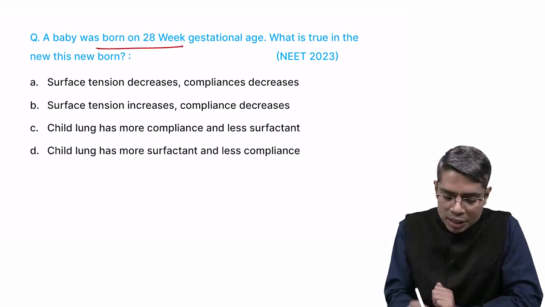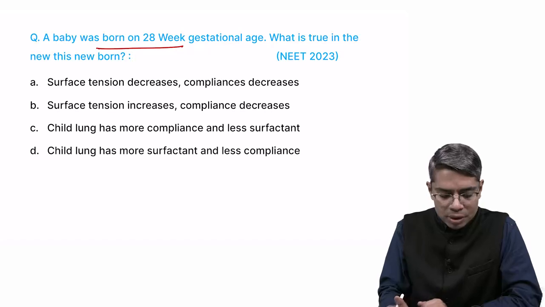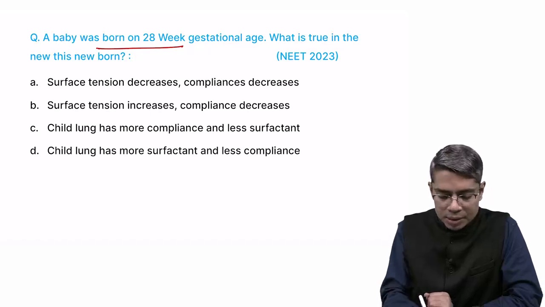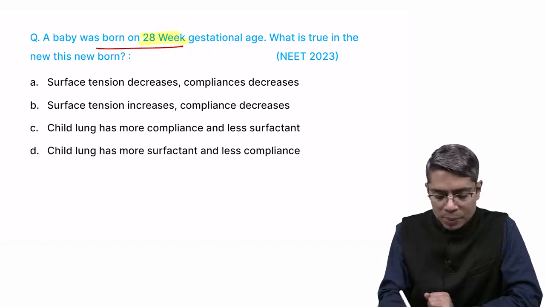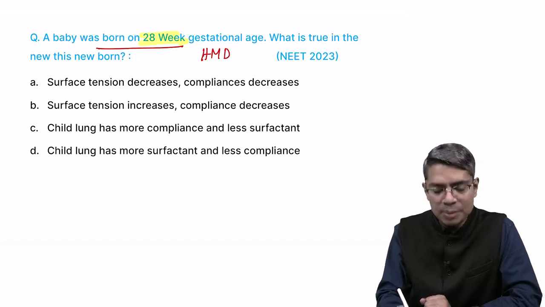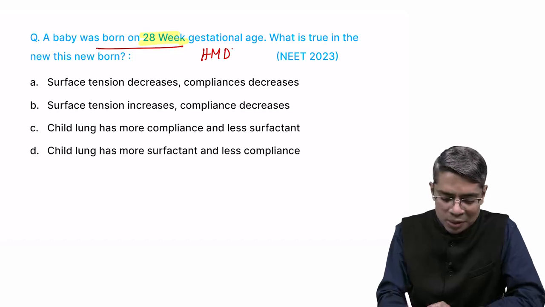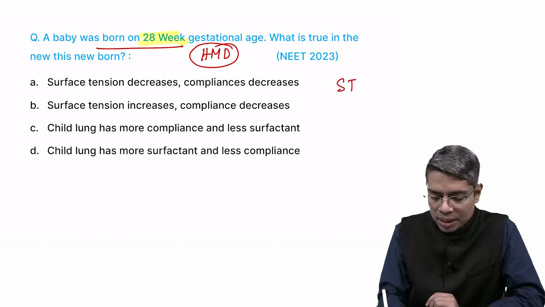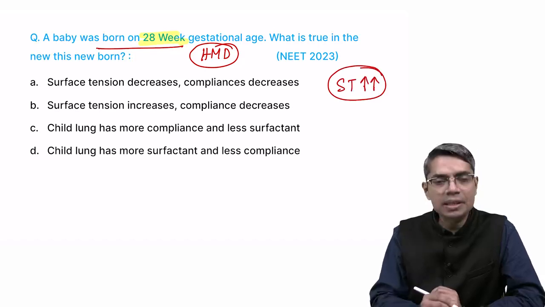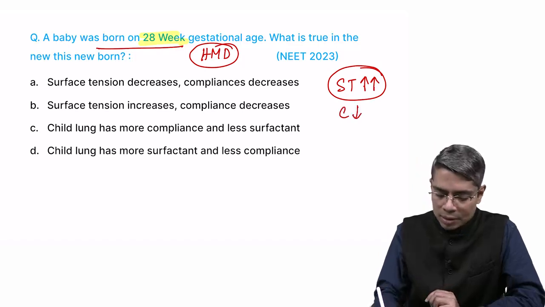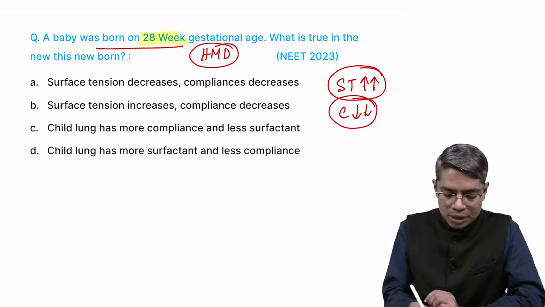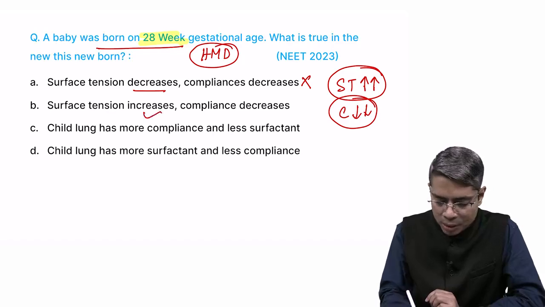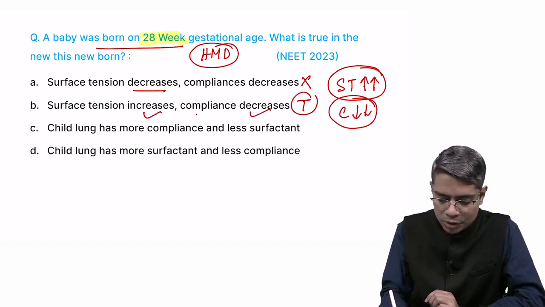A baby was born at 28 weeks of gestation. What is true about this newborn? Okay, this newborn is at 28 weeks of gestation, so obviously premature, so the baby is going to suffer from hyaline membrane disease. Hyaline membrane disease means surfactant is deficient. So what will happen to the surface tension? Surface tension will be very, very huge. What will happen to the compliance? Compliance will be very, very low. So surface tension decreases, no, this is a false statement. Surface tension increases, true. Compliance decreases, true.